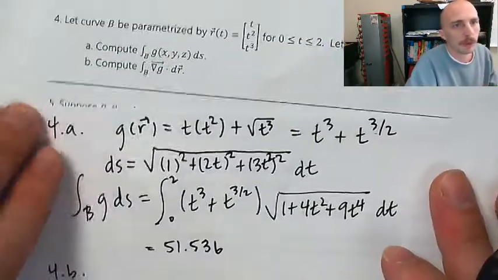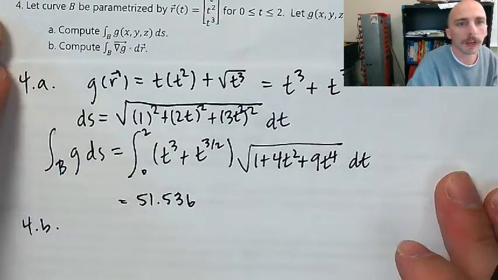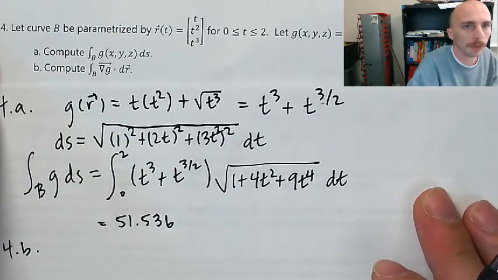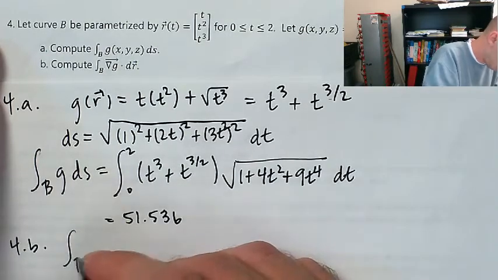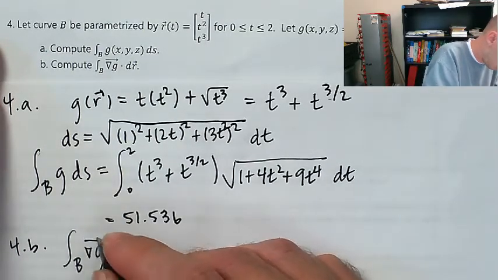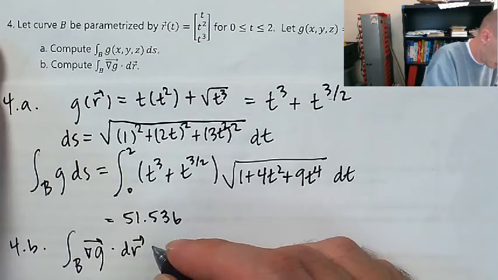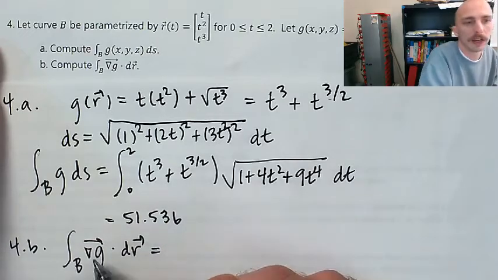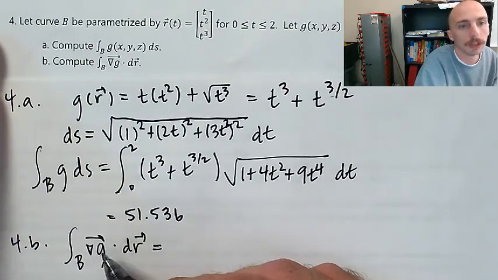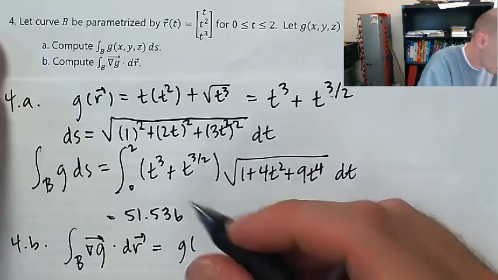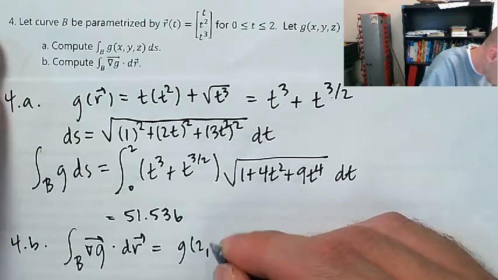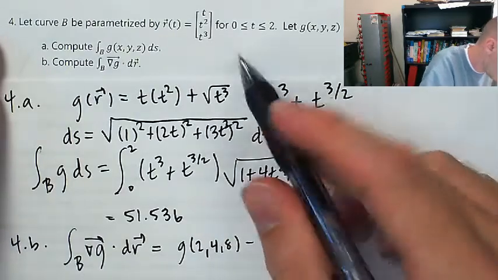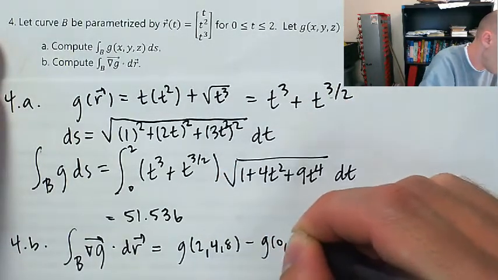Okay, compute the integral of the gradient of g dot dr. Okay, that's going to be another fundamental theorem question. This one's going to be hopefully really fast. Okay, yeah. So the gradient is a vector field, and it's definitely conservative because it's the gradient of g. And so this is going to be g at the point where, when I plug in 2, I'll have 2, 4, 8. And at the starting point of the curve, I'll have g of 0, 0, 0.